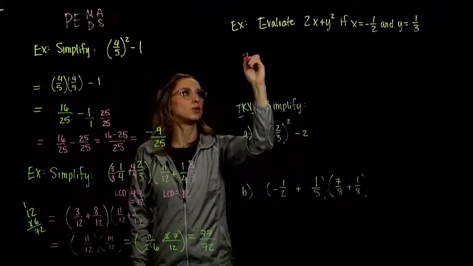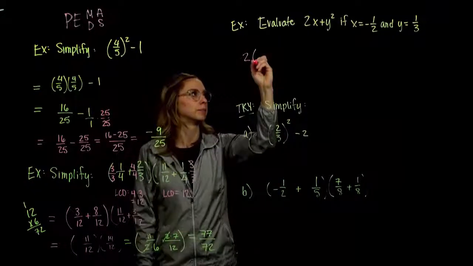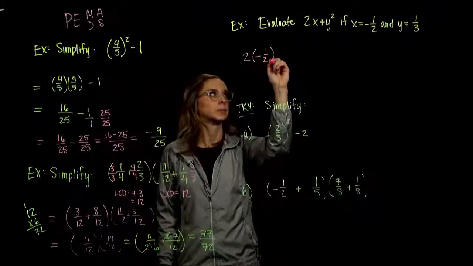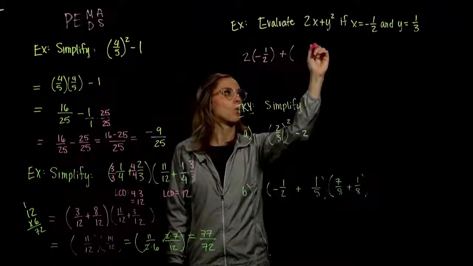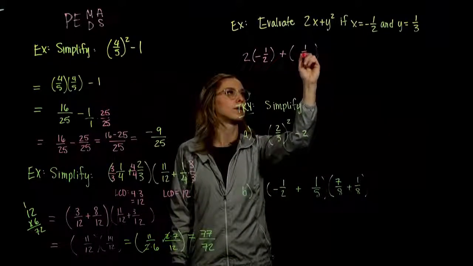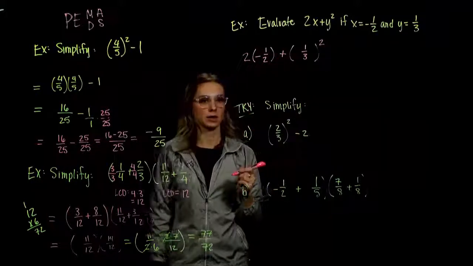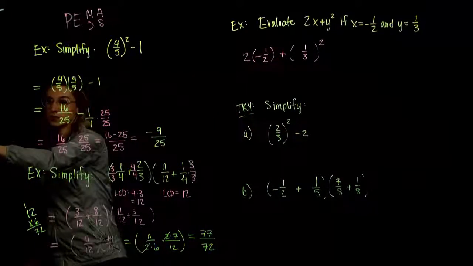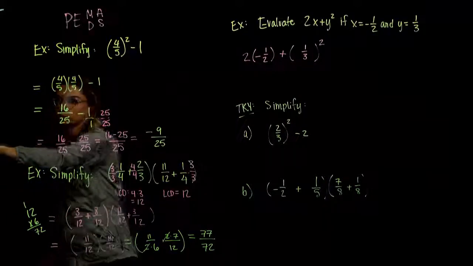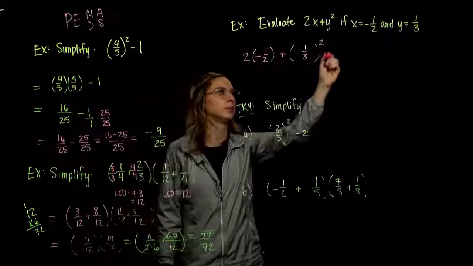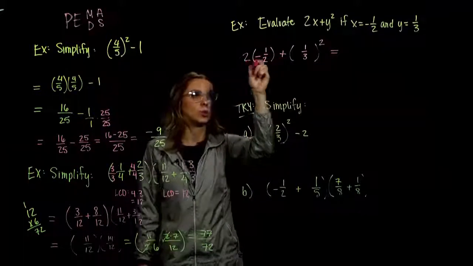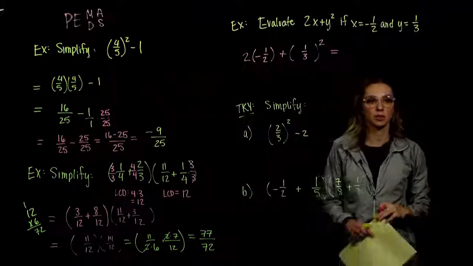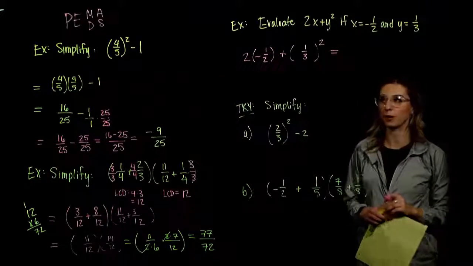So we're taking 2 and we're multiplying it by what? Our x value of -1/2. And we're adding on to that our y value, which is 1/3. And we want to square that thing. So in both of those cases, the parentheses are very important. Because on the first term, this indicates that we have to do what? Multiplication. And in this one, our base is 1/3, and we have to raise that to the second power.